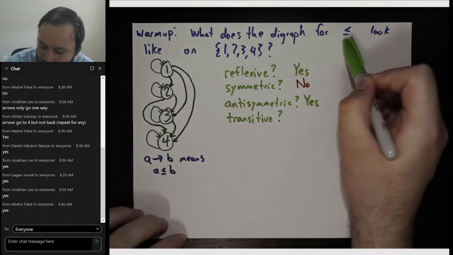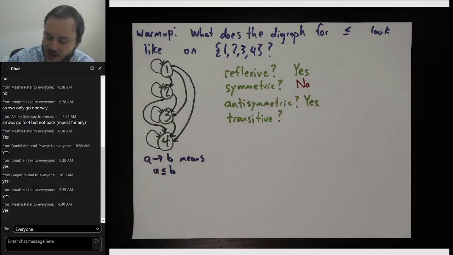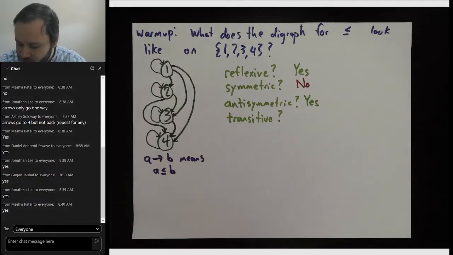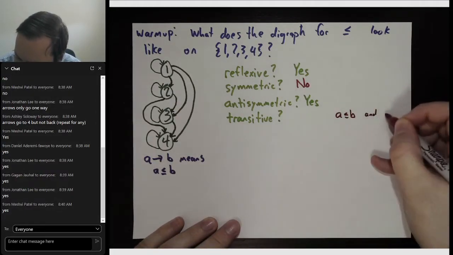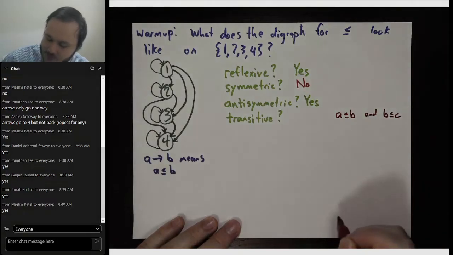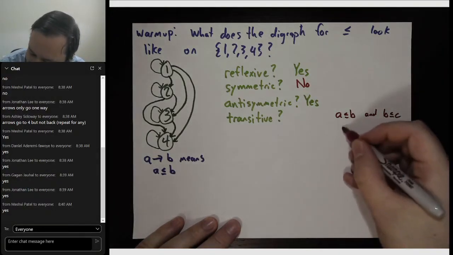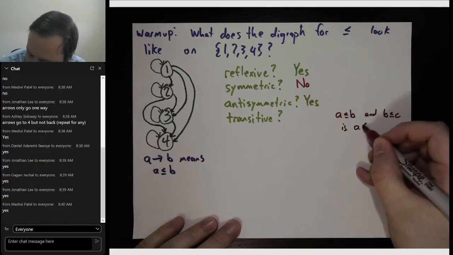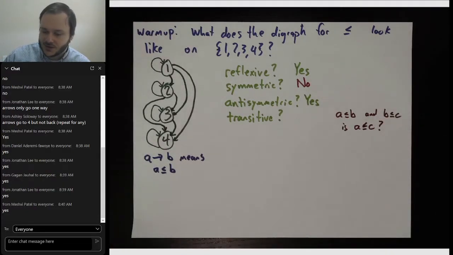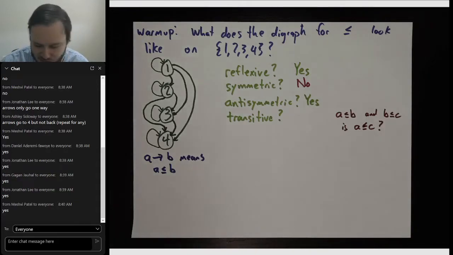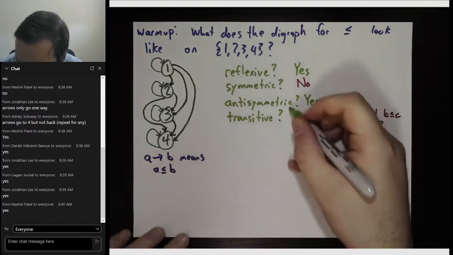But since I know what the less than or equal to relation is, I know that if A is less than or equal to B and B is less than or equal to C, then is A less than or equal to C? Yeah, of course. Right? That's how less than or equal to works. I'm familiar with that.